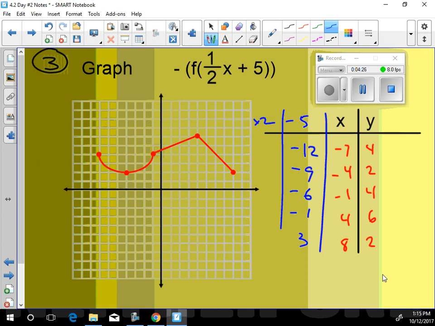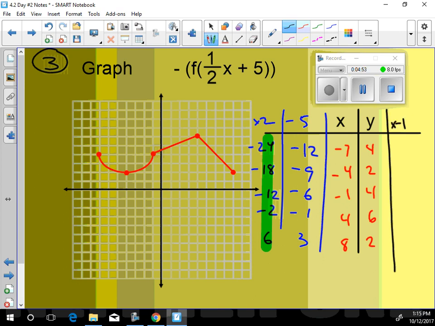Now I double each of those. -24. Uh-oh, this graph's going to go off of our axes here. That's okay. -18, -12, -2, and 6. Okay, so there's my new x values. I'm going to highlight those, knowing that those are my final x values. And then for the y's, that's easy. You're just going to make them all negative.